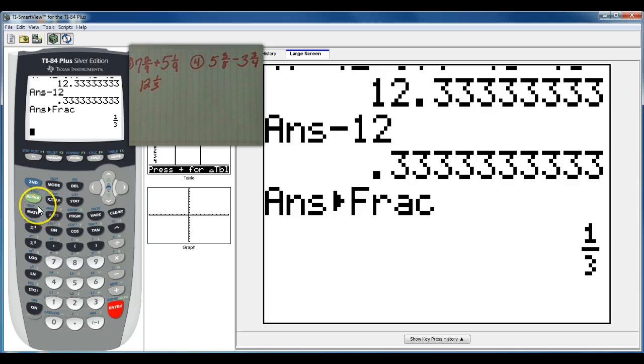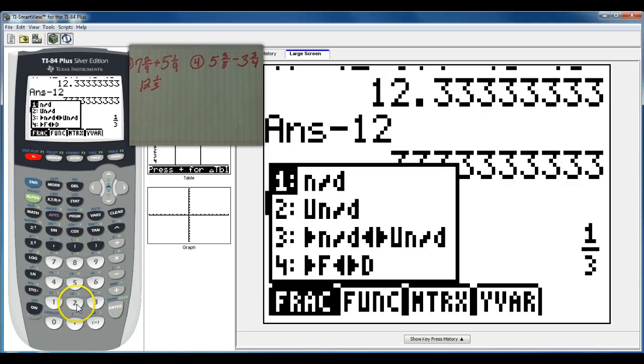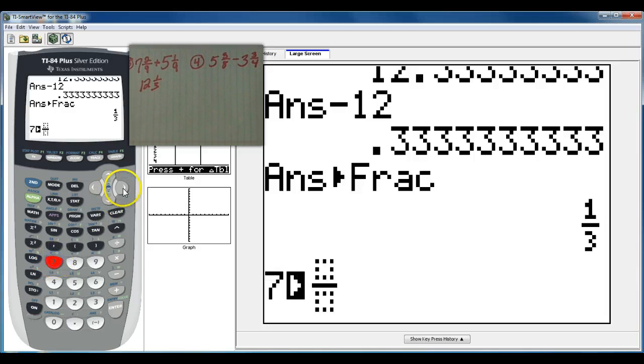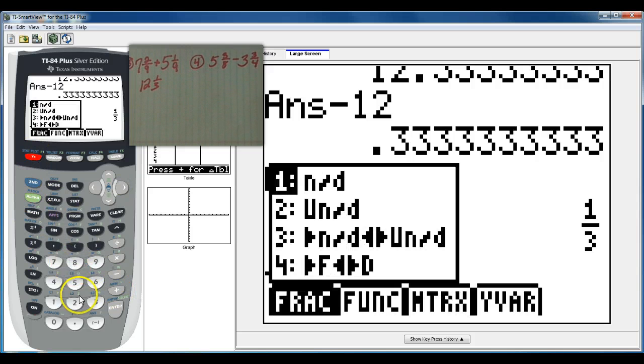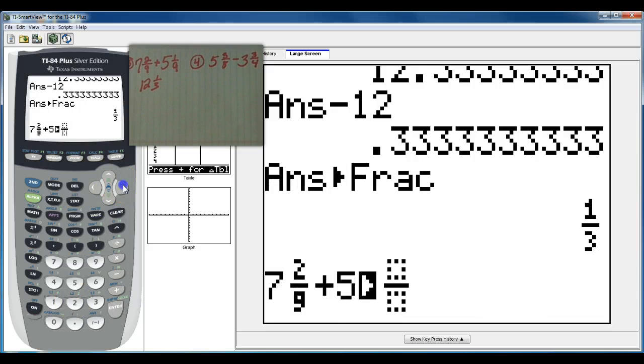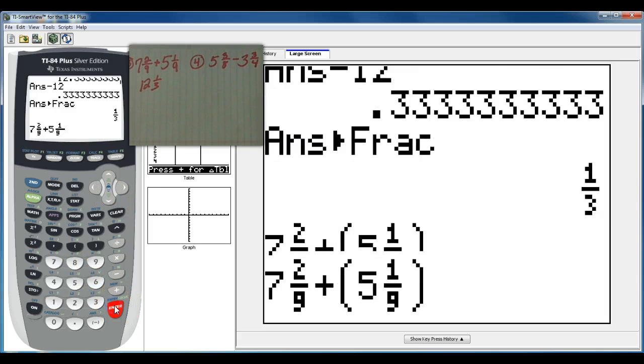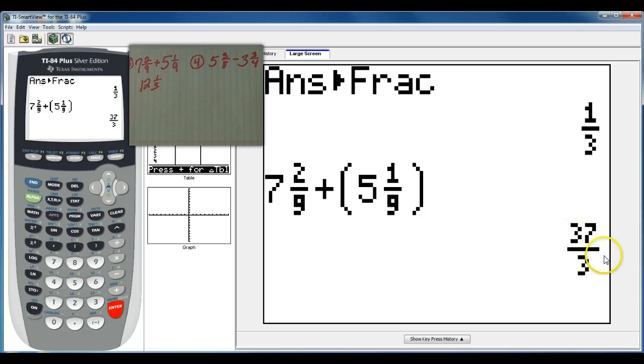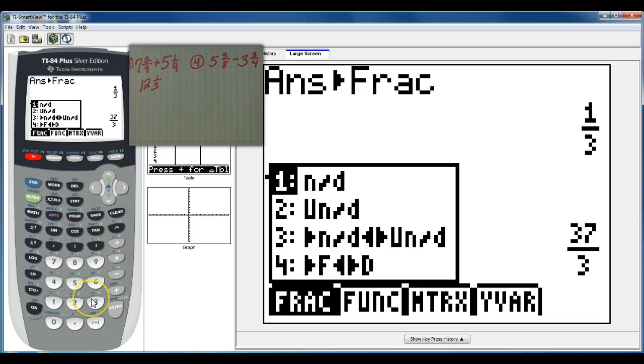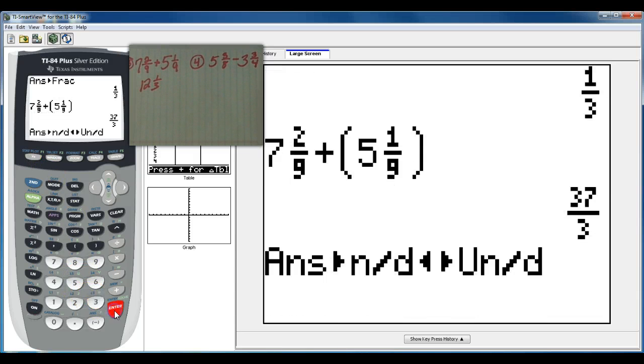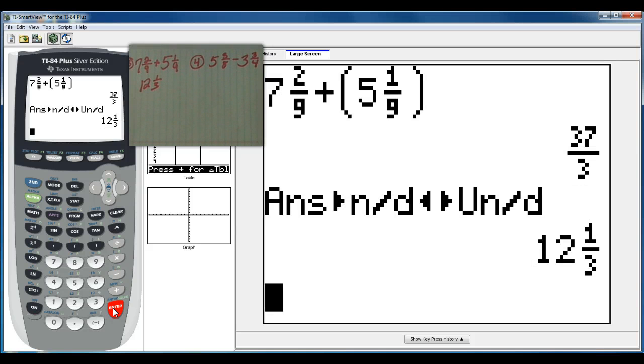All right. So let's use the upgrade, double check our answer, because the upgrade is pretty simple. So we had 7 2/9 plus 5 1/9. This is going to give you back an improper fraction. Go back to alpha y equals and hit number 3. And you get 12 1/3. So that answer was correct.